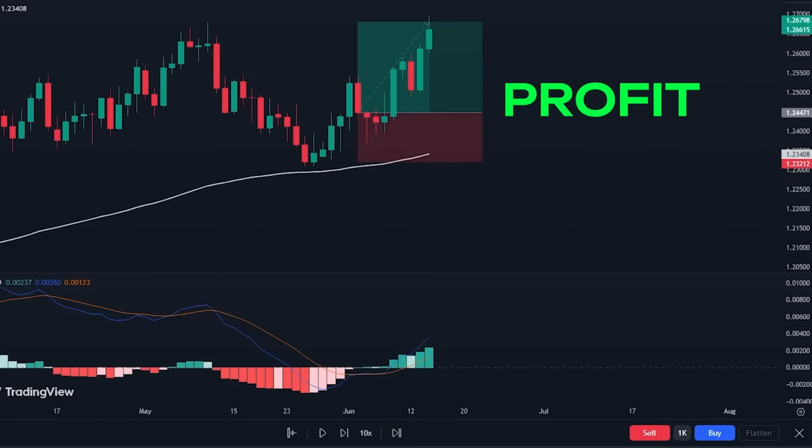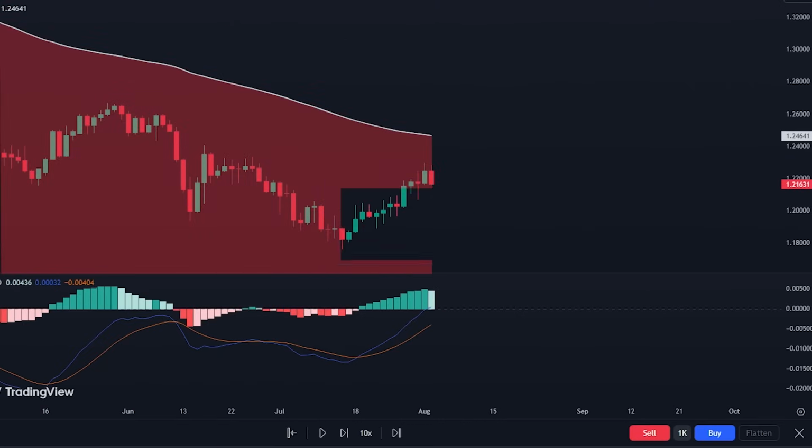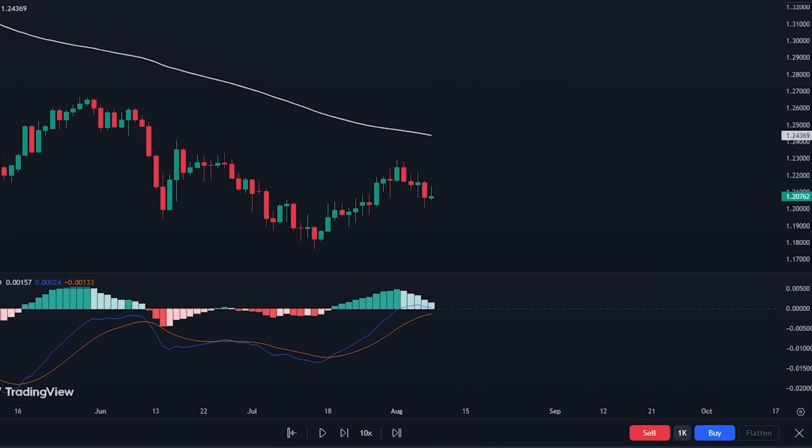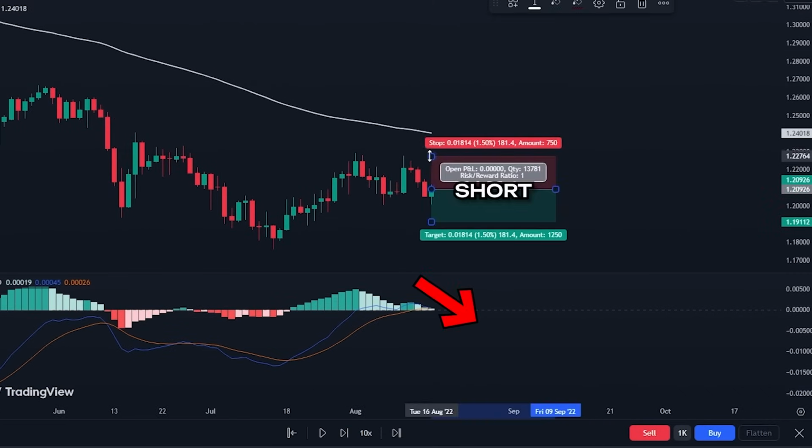And as you see, this trade resulted in a profit. Now let's look at another example. In this chart, the price is below the 100 EMA, indicating that the long-term trend is down. Next, we have a cross down on the MACD, and so this will be our entry signal to go short.